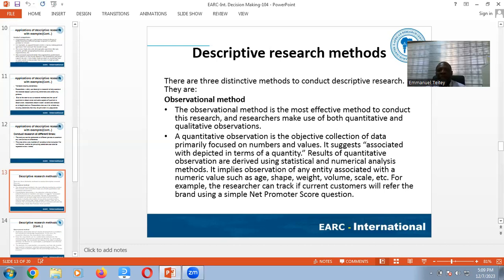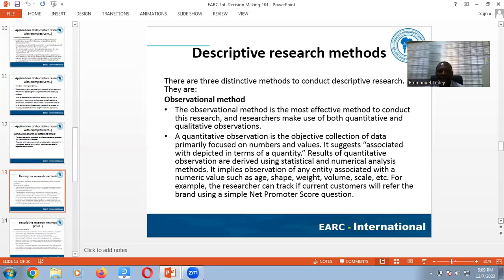Descriptive research methods. There are three distinctive methods to conduct descriptive research. They are as follows. Observation method. The observational method is the most effective method to conduct this research, and researchers make use of both quantitative and qualitative observation. A quantitative observation is the objective collection of data primarily focused on numbers and values.